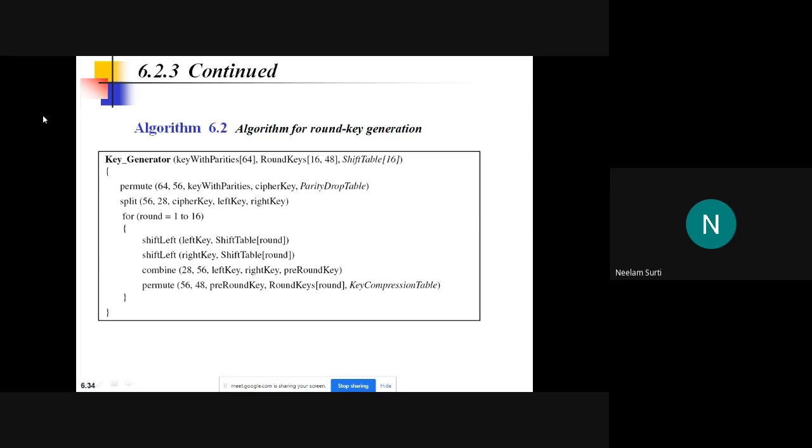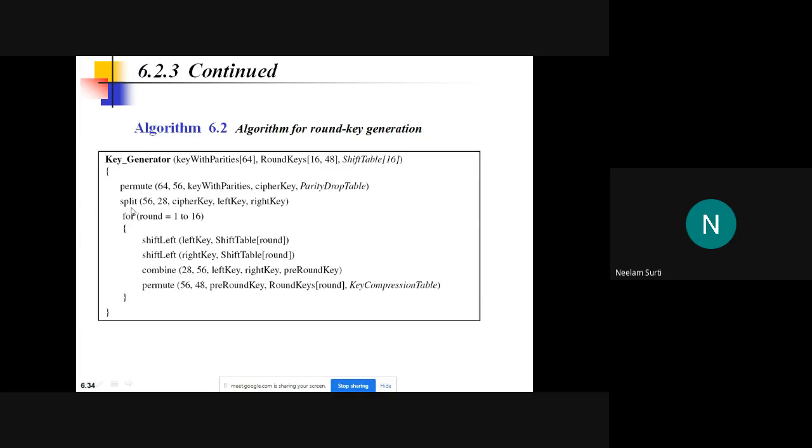So because of that, the first thing you have to do is permutation. Permute the internal positions of all the bits, and that is done by the parity drop table. The parity drop table converts 64 bit into 56 bit, and the most important part is that only the parity bits are dropped.